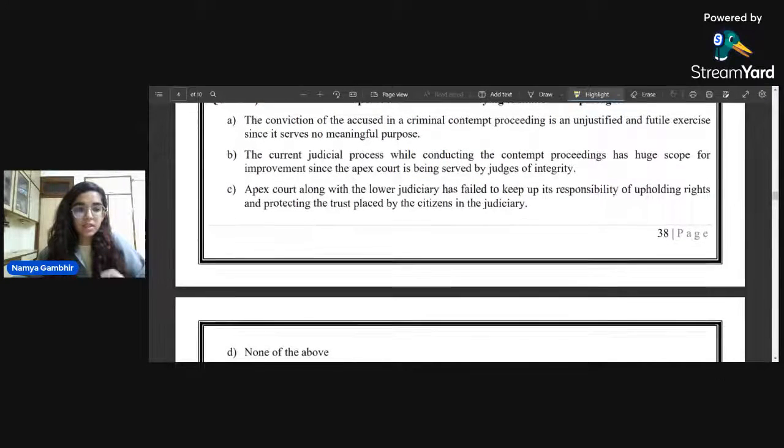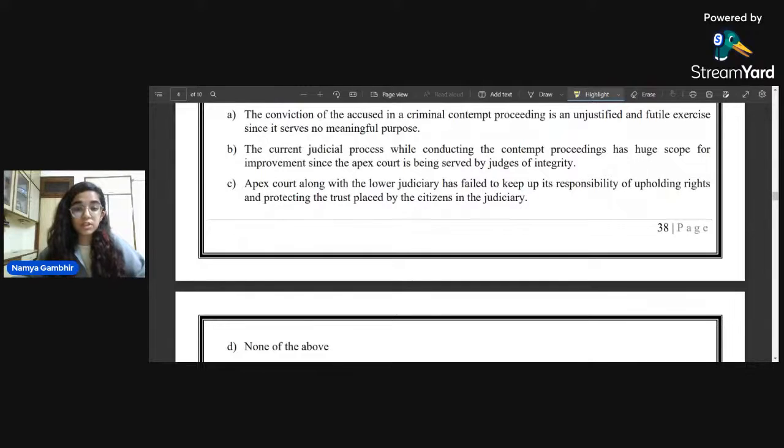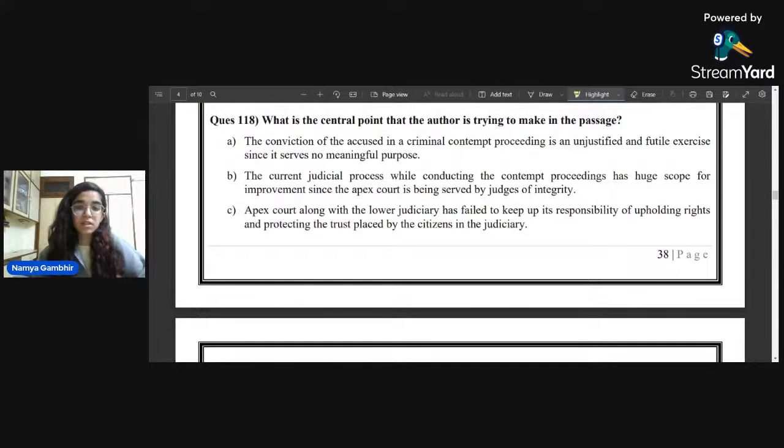Third option says that the apex court, along with the lower judiciary, has failed to keep up its responsibility of upholding rights and protecting the trust placed by the citizens in the judiciary. Now, in this option, there are two things which are problematic, which you can figure out. First is the lower judiciary. There has been no talk about the lower judiciary as a whole over here. So, apex court, along with the lower judiciary, kind of expands the scope and goes on a different tangent. Secondly, keep up its responsibility of upholding rights and protecting the trust.